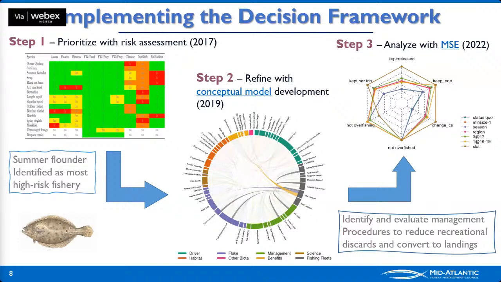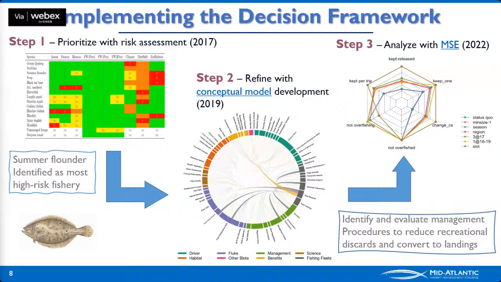But what we've done is we take that risk assessment information, look at those risks across all of our fisheries and sectors, and identify what's our fishery of highest risk or greatest priority. We came out with summer flounder. We then moved into conceptual modeling to really identify what's going on within the summer flounder stock and within our summer flounder fisheries, looking at those associated risks and what's going on within the environment driving those risks. We used that conceptual model to identify an issue of concern by the council. And what came out of that was our management strategy evaluation looking at recreational discards in the summer flounder fishery.